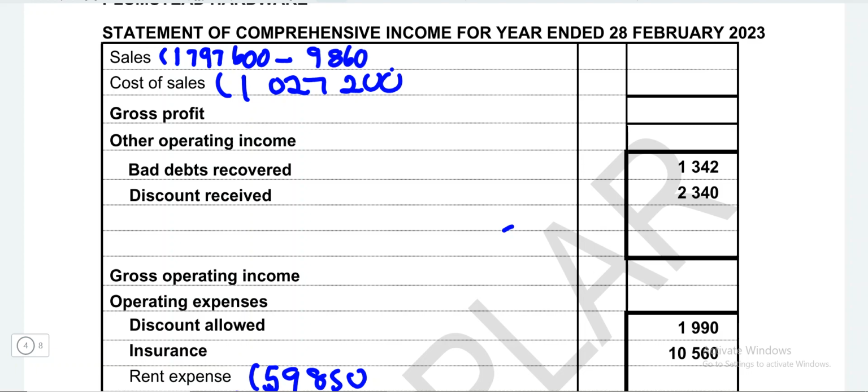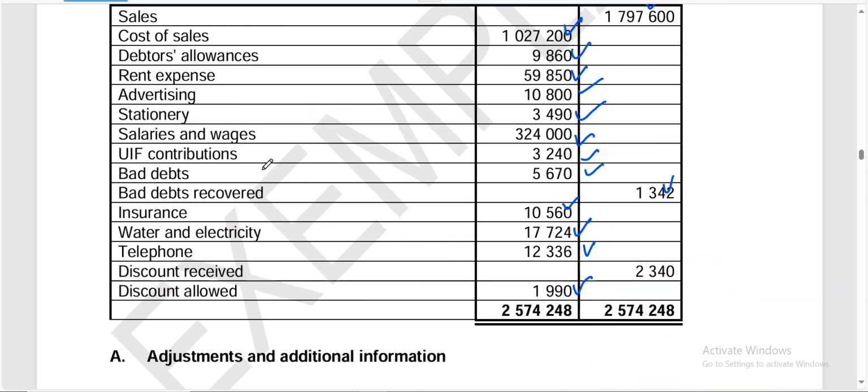So what I'm going to do is visit the adjustments, explain, show you how to calculate, then we insert the answer immediately so that we can save time. If you have any question, remember you're more than welcome to let me know. So let's go to our first adjustment.